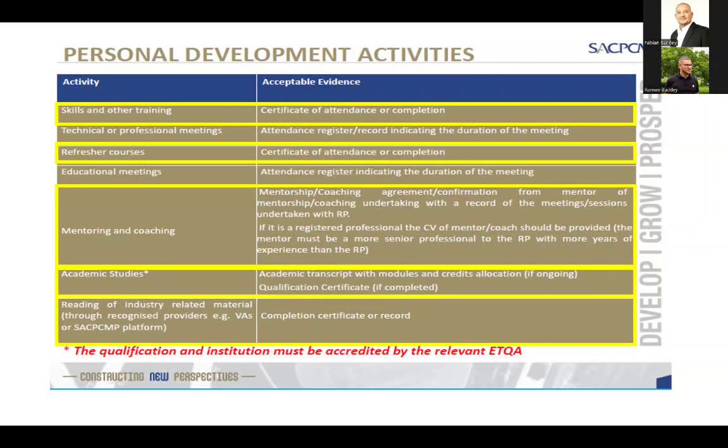Then we're going to go on to the last point on personal development activities, which is reading of industry-related material through recognized providers, for example, voluntary associations or the SACPCMP platform. So this is something that I used and had access to. It was actually free.